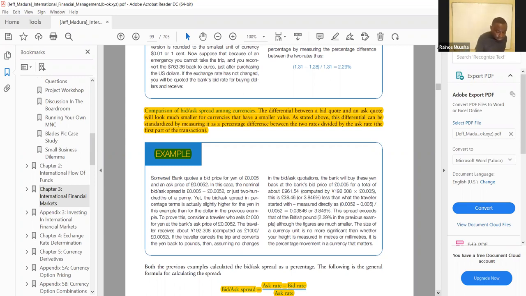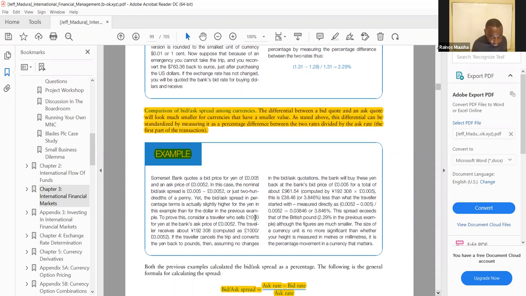So here, they give us basically the same example, but using different currencies. Because here they say, if the bid-ask spread between the currencies is where the bid price is 0.005 British pounds equals 1 yen, and the ask price is 0.0052 equals 1 yen, right? If the traveler starts off with 1,000 pounds, they are going to be converting the 1,000 pounds into the yen, isn't it?